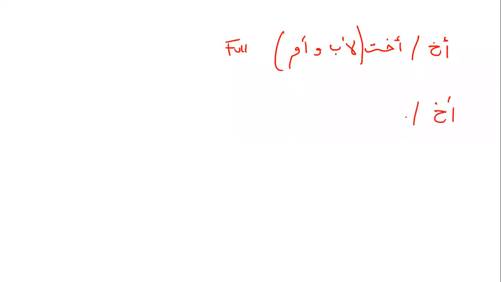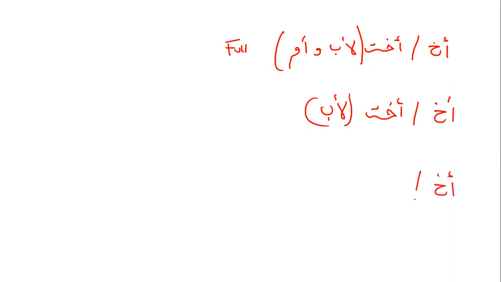Type number one being the akh or ukht li abin wa ummin, which is what we're discussing today. So, li abin wa ummin, the mother and father are the same, and so these are full brothers and sisters. The second type is akh or ukht li abin only. So the father is the same and the mother is different. In English, you could say the paternal brother or paternal sister.